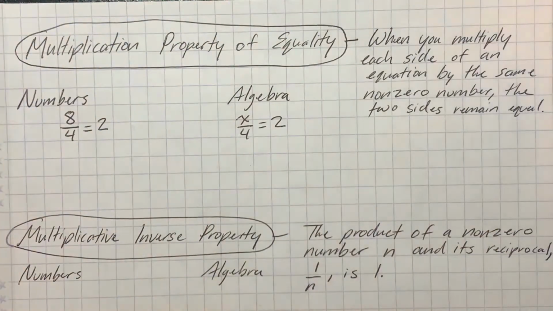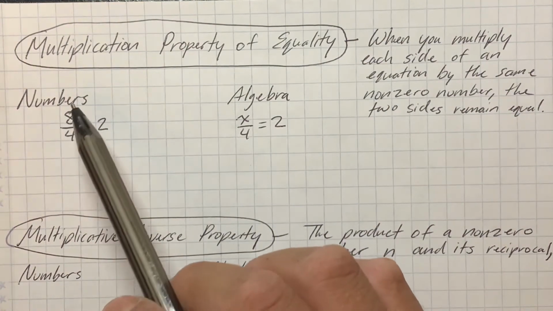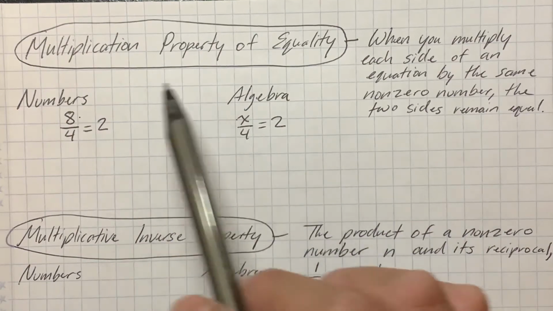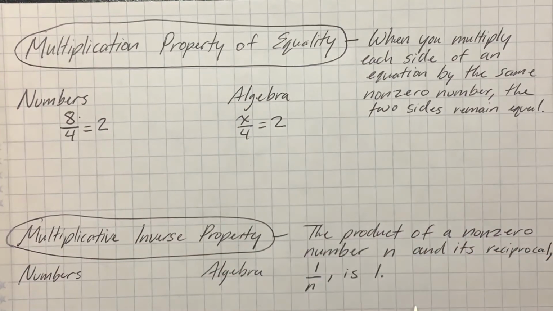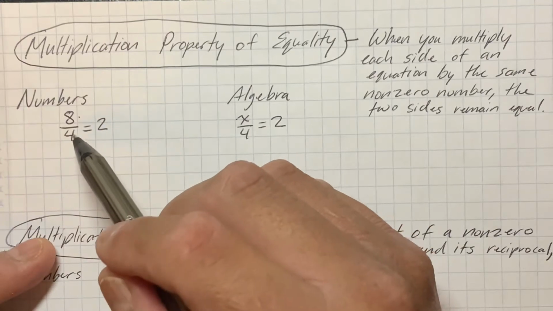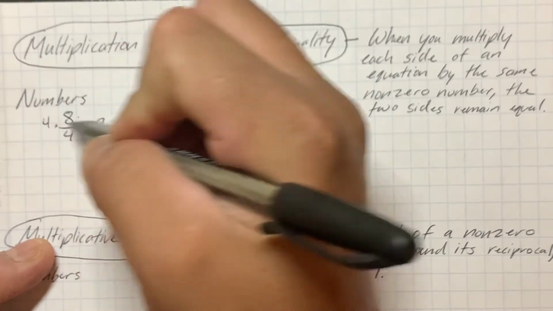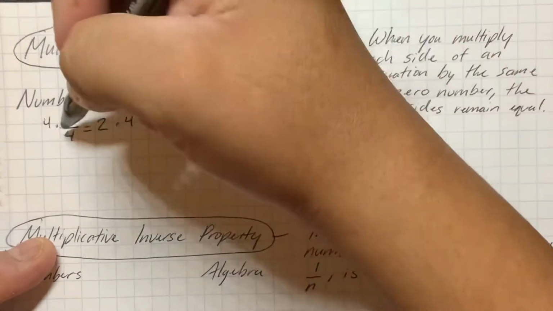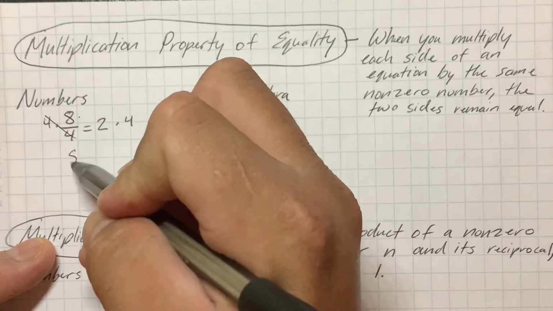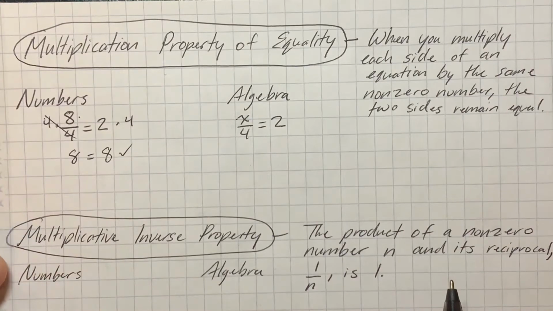to make the equation true. So for the numerical expression here, or the numerical equation, we have numbers in algebra. So we're going to use the multiplication property of equality, and we're going to multiply each side of an equation by the same non-zero number. So in this case, to make this equation true, I'm going to multiply this by 4 on each side. Okay. These guys kind of cancel out. So what's left behind is 8. And 2 times 4 is 8, so that checks. Okay. So 8 is equivalent to 8, so that makes that true.